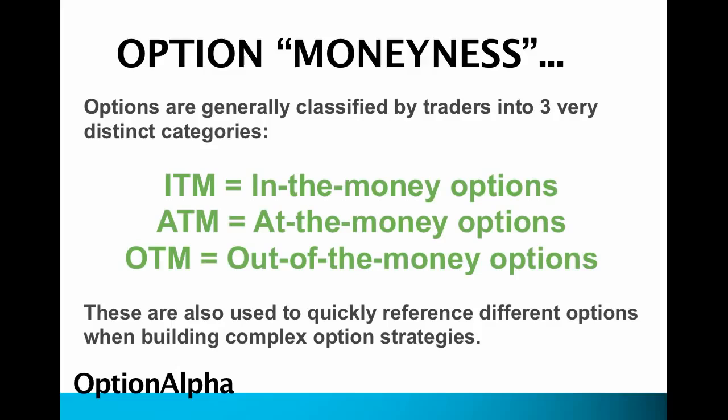Again, these are used to quickly reference different options when building complex strategies. For example, if I was to email one of my members trying to help him out with a trade, I could email them and say, John Smith, buy one at the money call and sell one in the money put. Whatever the case is, it just helps us quickly reference where options are located on a pricing table.